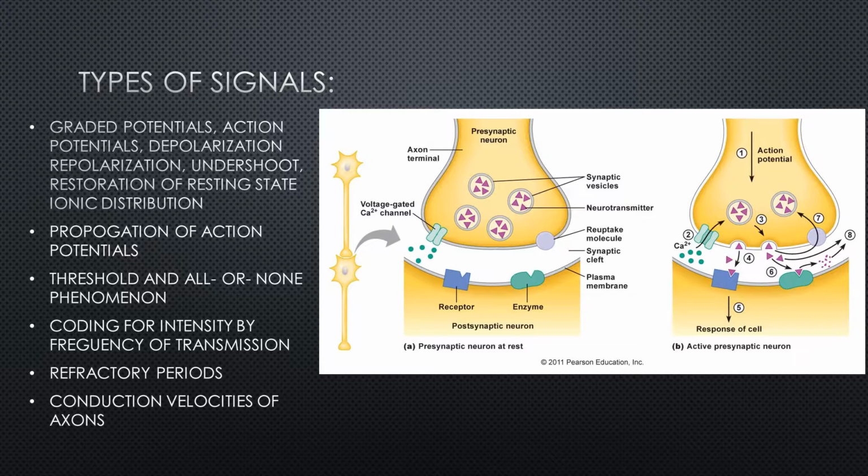A refractory period can be absolute or relative. The absolute refractory period is no matter what, no sending of another action potential can happen. It's already doing it. The relative refractory period is more difficult to send another action potential. And action potentials are always the same strength.